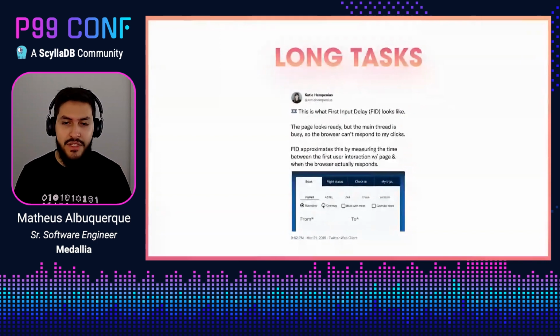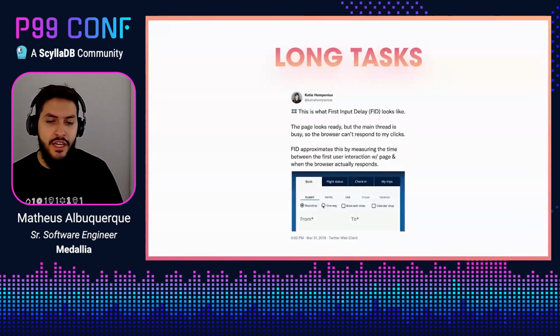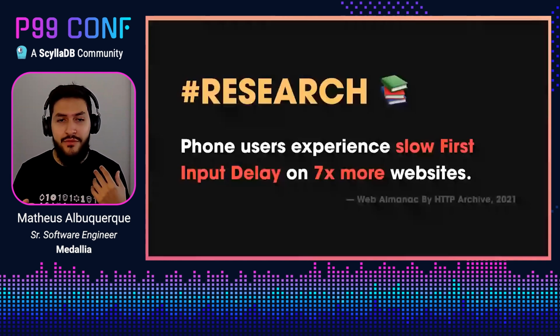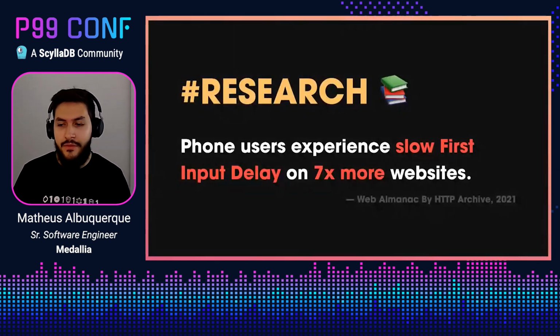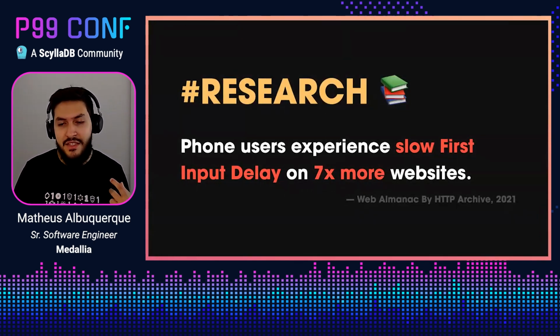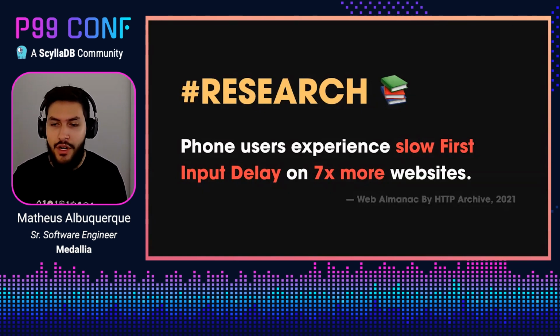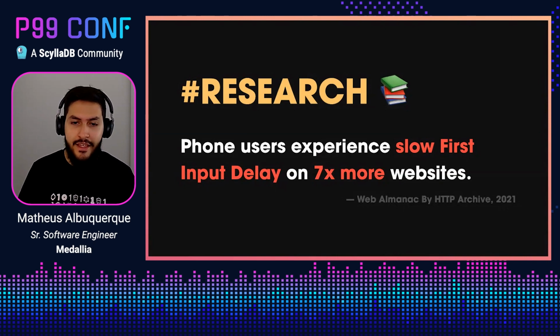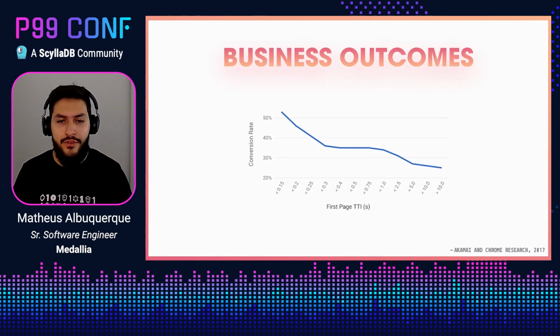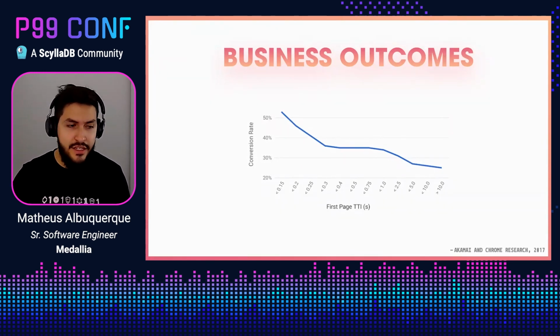And not only does it happen a lot, but we have metrics for this. First input delay is one of them, but we also have newer metrics. We also have research around the topic. For example, a few years ago, the Web Almanac realized that on mobile, it's even worse. It could be 7 times slower for first input delay. And when you correlate these metrics with your business metrics like conversion rates, you see that there is a business outcome on having things like slow TTI, slow first input delay, etc.